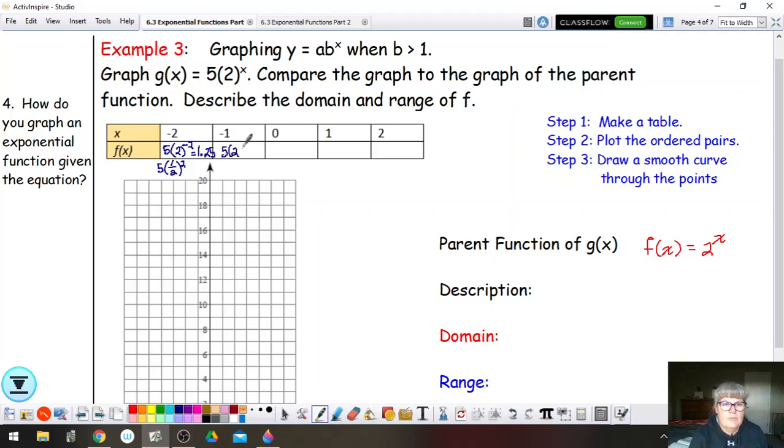5 times 2 to the negative 1 is the same as saying 5 times 1/2 to the first. So 5 times 1/2 is 2.5. Then we have 5 times 2 to the 0. Well, that's just going to be 5. That's going to be our y-intercept. Then we have 5 times 2 to the 1. That's 5 times 2, which is 10. And then we have 5 times 2 squared. 2 squared is 4, times 5 is 20.